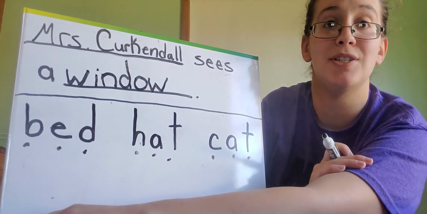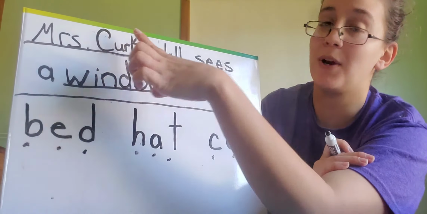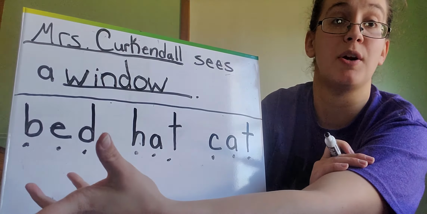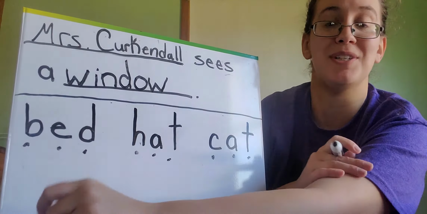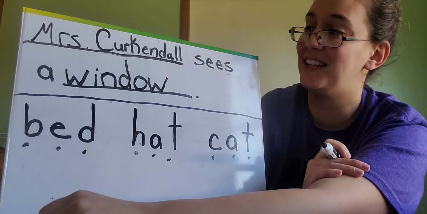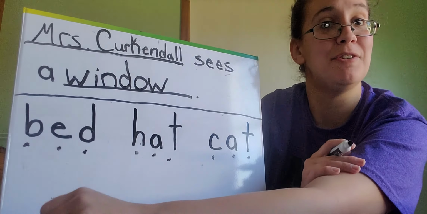What I would like you to do is get out a piece of paper. I want you to write your own sentence for me, or you can do it on a whiteboard if you have a whiteboard like mine. And actually take a picture and show it to me so that I can see it too. I'm really excited to see what you see in your bedroom.